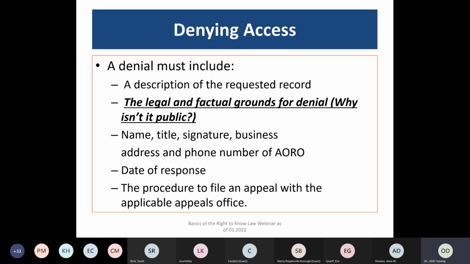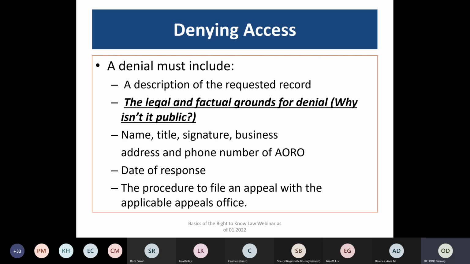Then you state the reason why you are denying the request. And remember, this is where the rubber hits the road, because the agency bears the burden of proving why the record is not public. So you would state, we believe that this record falls within this exemption, and you make that connection between the records being requested and why they fall within this exemption. Typically, it would be one of those exemptions within the right to know law. Maybe it's one of those other laws. Maybe it's covered by attorney-client privilege.